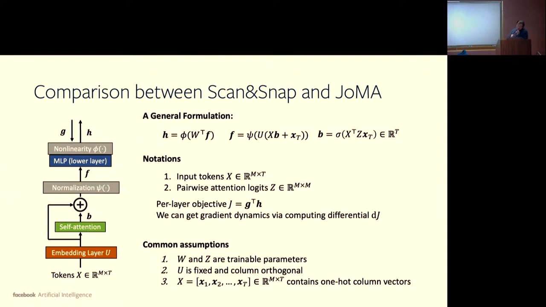And the third assumption is that the input token vector is a one-hot column vector, so that we can compute the frequencies. This is definitely true for the first layer, in which each of the tokens is encoded by a one-hot representation. But it may not necessarily be true if you think about multiple layers and the intermediate nonlinearities.